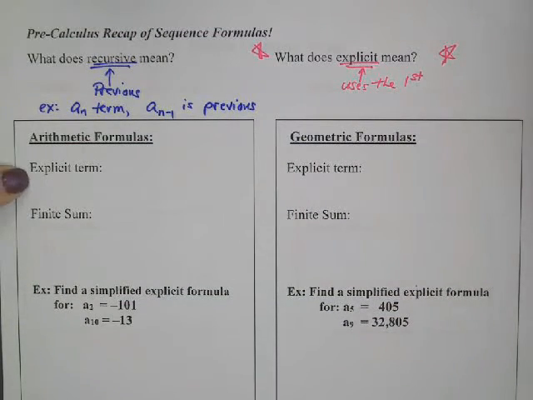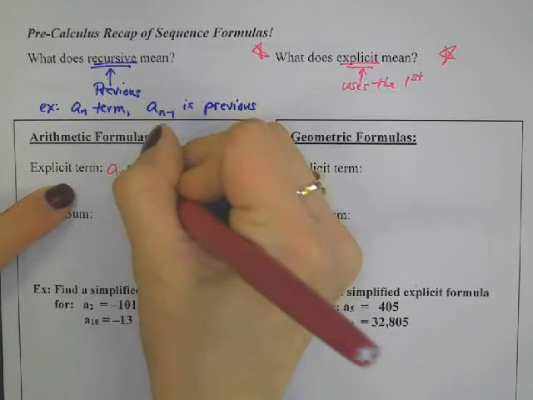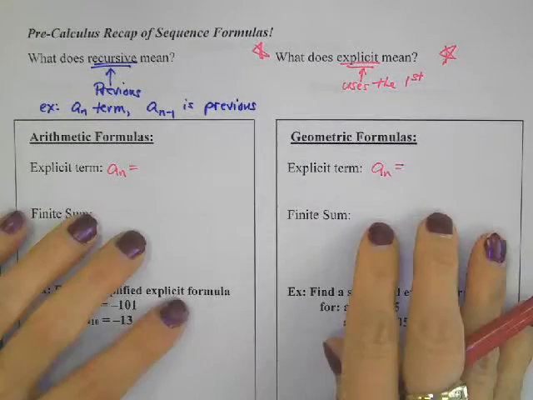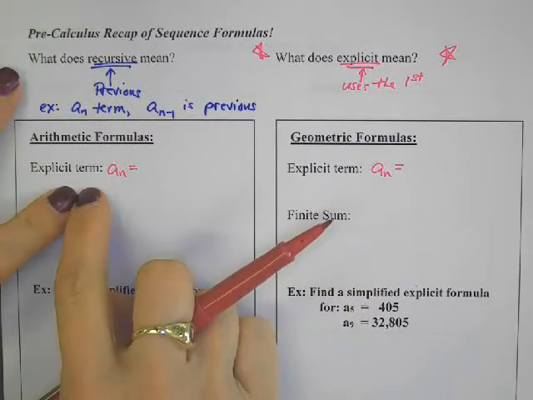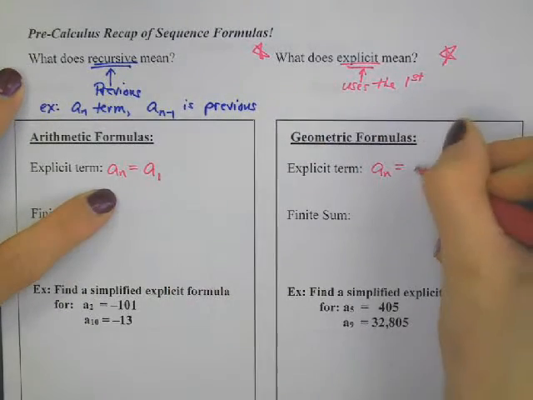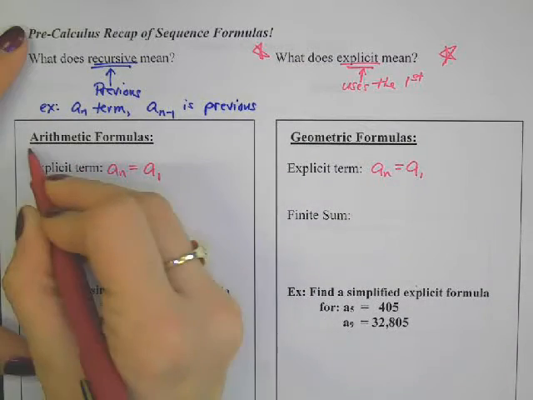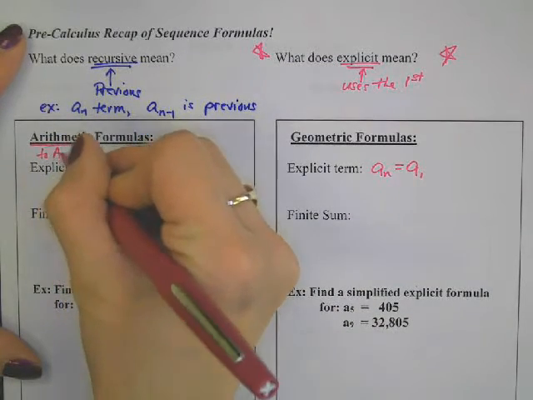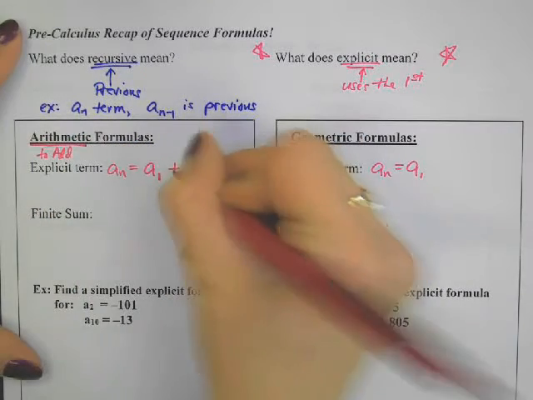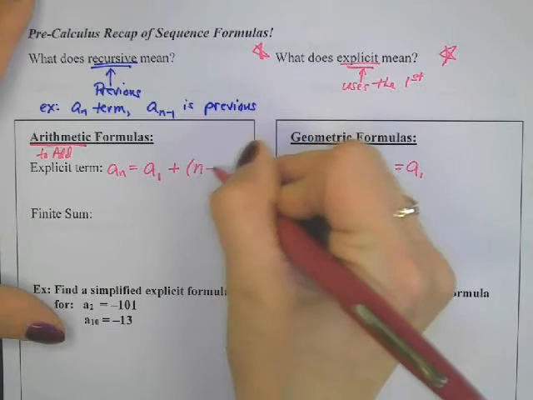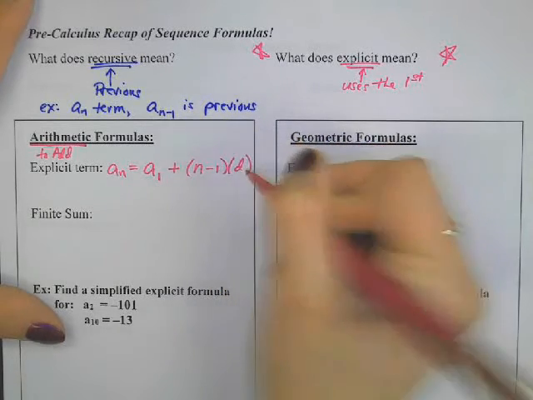Okay, first of all, do you know the arithmetic explicit term? So a sub n equals. Same thing for geometric, a sub n equals. Now in both these cases, explicit uses the first term. So a sub 1, a sub 1. Now when I say arithmetic, you say to add. Okay, then I'm going to add on some d's. How many d's? N minus 1 d's.